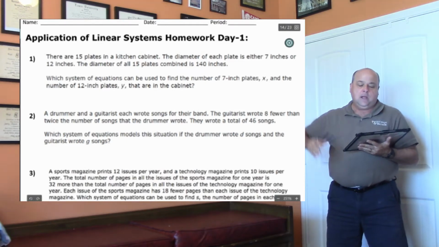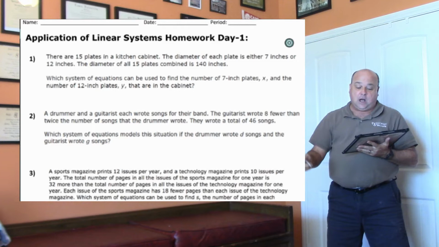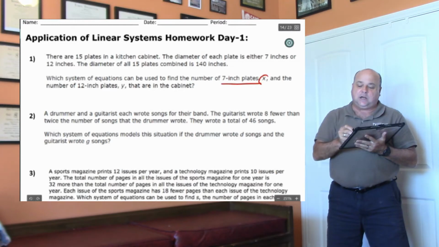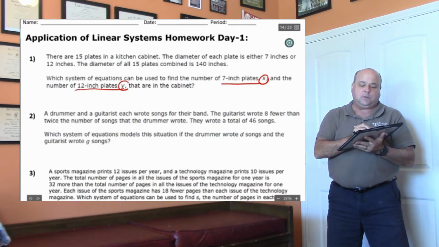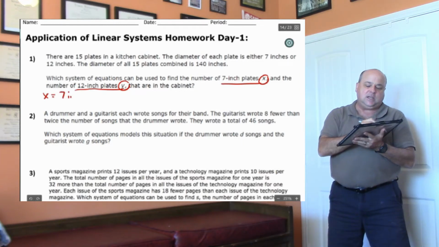Read through the problem. There are 15 plates in the kitchen cabinet. That's the total number of plates. The diameter of each plate is 7 inches or 12 inches. The diameter of all 15 plates is 140. Which system of equations can you use? The number of 7-inch plates is going to be X. The number of 12-inch plates is Y. So that's what we're going to write down: X equals 7-inch and Y equals 12-inch.